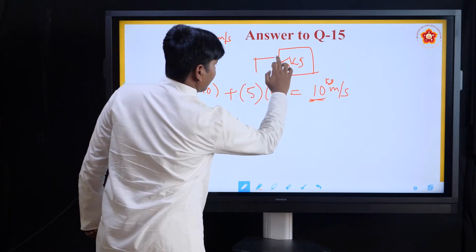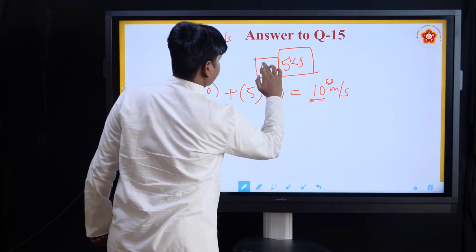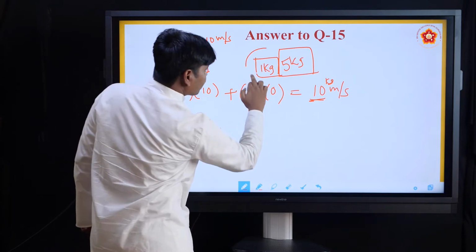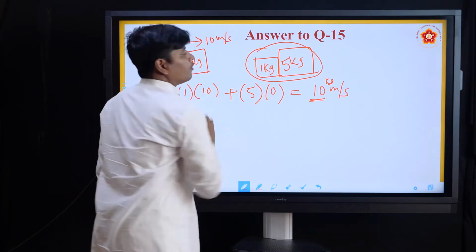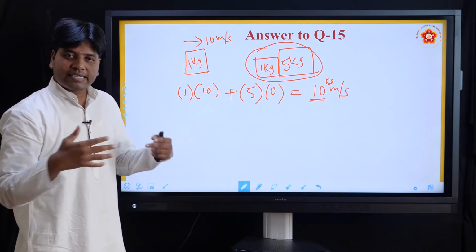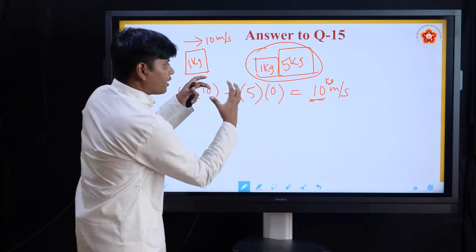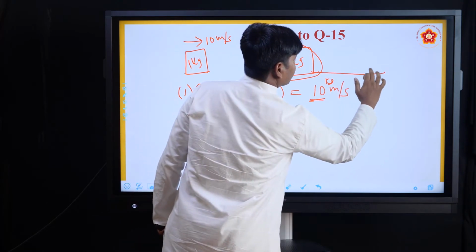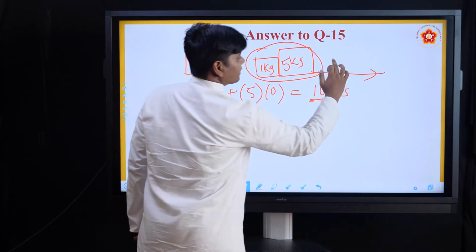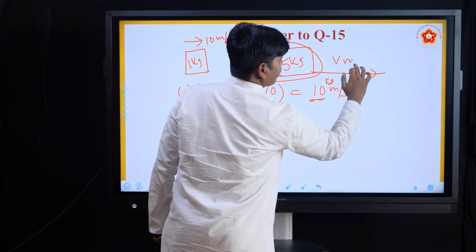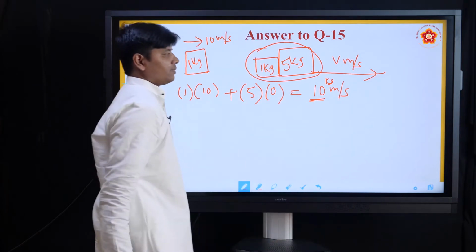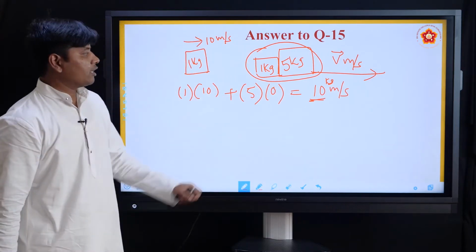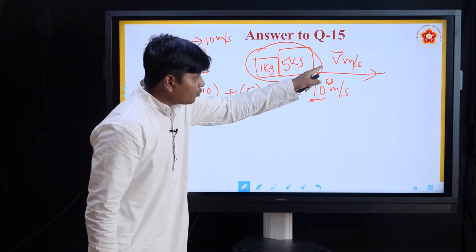When it comes and sticks here, this all together after collision forms one body. It sticks and these two bodies move together. So they continue to move now in this direction. Let us say it is having v meters per second, and this is the vector direction, and we need to find out the magnitude of this velocity.